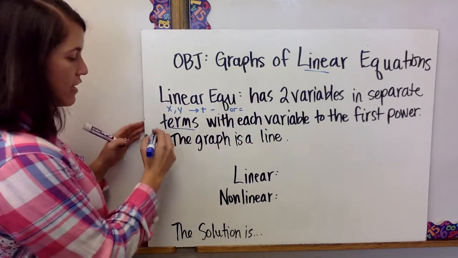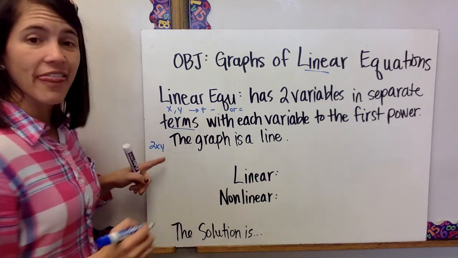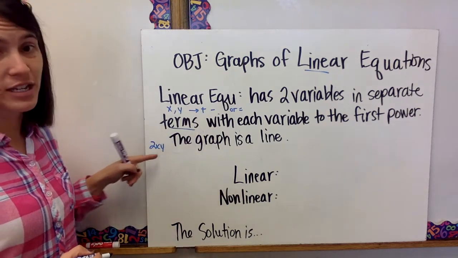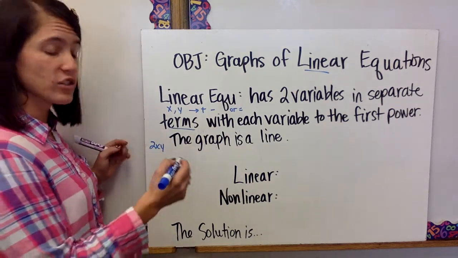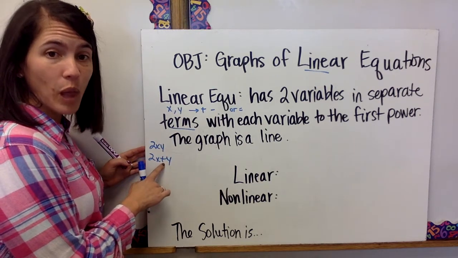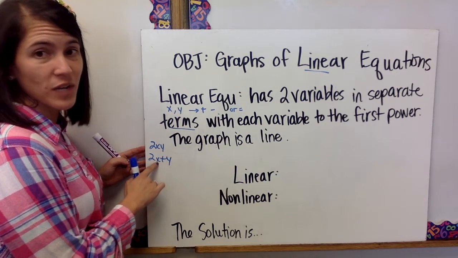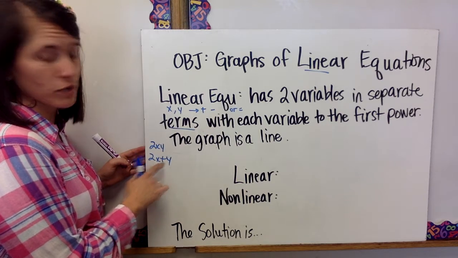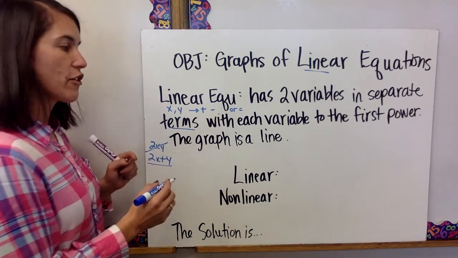So you wouldn't have 2xy. That is one term, so that would not be a linear equation. A linear equation would be 2x plus y. Notice how it has the plus in between the two terms. So that's what I mean by two variables in separate terms. And the graph is a line.